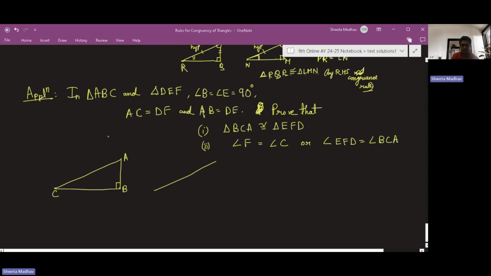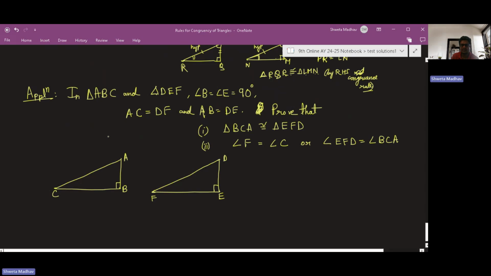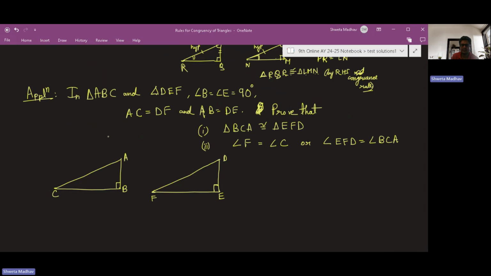And also we will draw triangle DEF. This is DEF. So angle E is right angle, so we have to put the vertex E here. So here angle B is the right angle and here angle E is the right angle. So obviously here we can see that it is told AC is equal to DF. So AC is the hypotenuse and DF is the hypotenuse here.